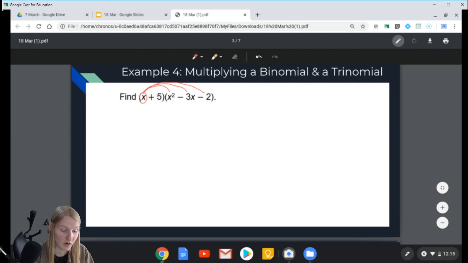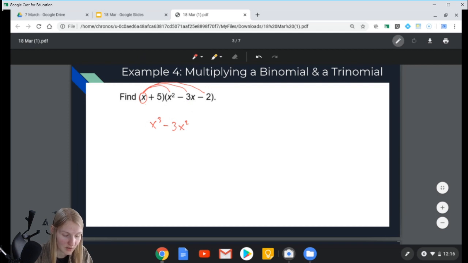So I'm going to do x times x squared, which is x cubed. Rewrite that: x cubed. Then I'm going to do x times negative 3x. Going to get messy real fast. X times negative 3x is negative 3x squared, because x times x is x squared.